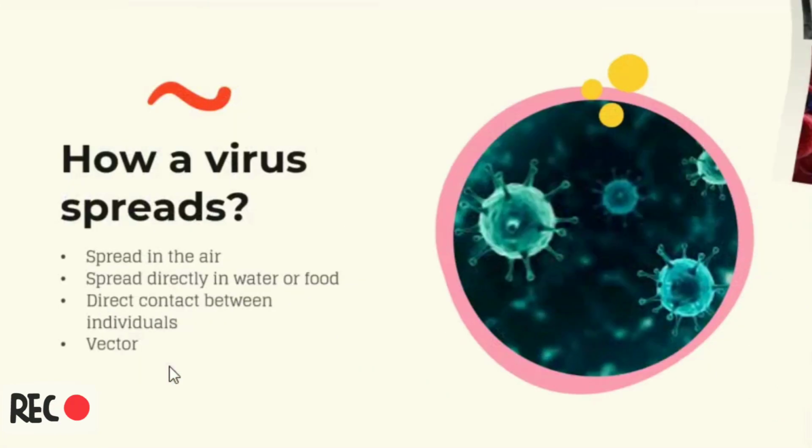Okay, so how does a virus spread? Viruses can spread and cause an infection in a few ways. Some pathogens are spread in the air, for example, in the form of water droplets, such as influenza and COVID-19. They can spread in the air through coughing and sneezing. Next, other pathogens can be spread directly in water, such as cholera, through contaminated food or water. Some pathogens are spread by direct contact between individuals, such as HIV disease.